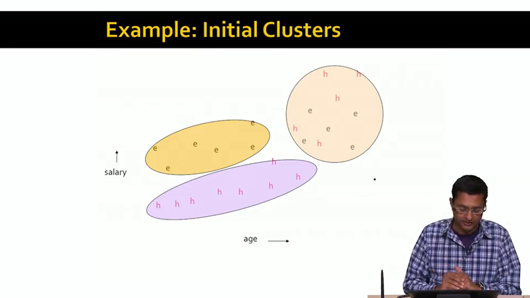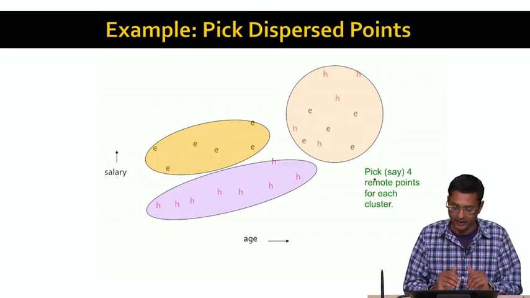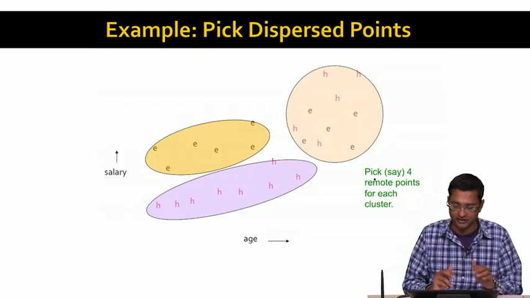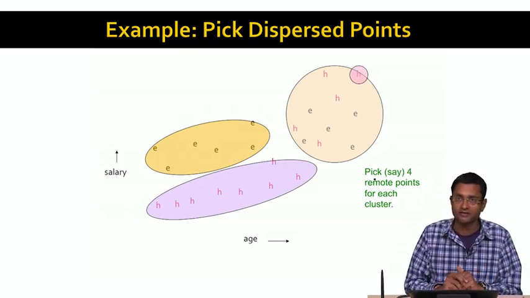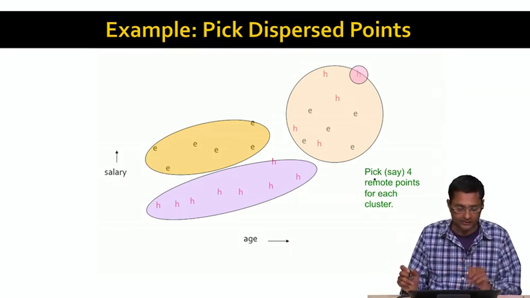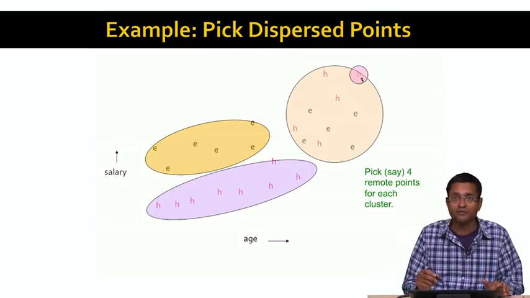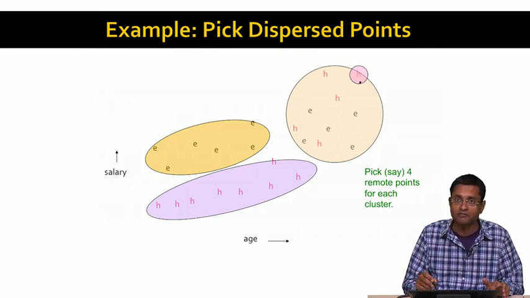Now, once we found these clusters, let's take one of these clusters and let's say we want to find 4 remote or representative points for each cluster. And let's start with the cluster to the right. And there's the first representative point, let's say it's the one that we've ended up picking. Now, we want to pick the second representative point to be in this cluster, but as far away from the first representative point as possible. So that's the point we end up picking.